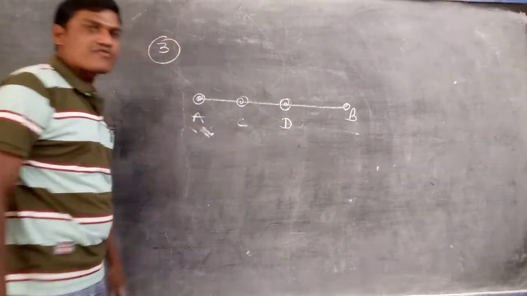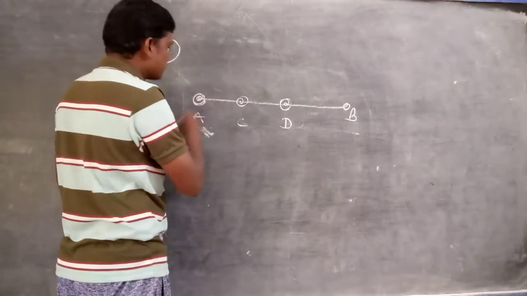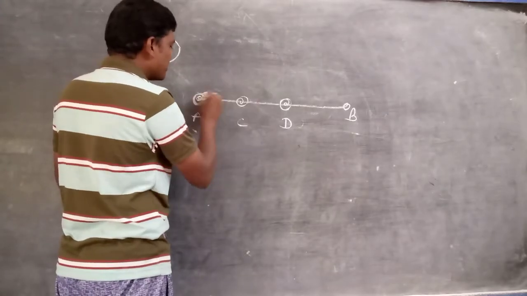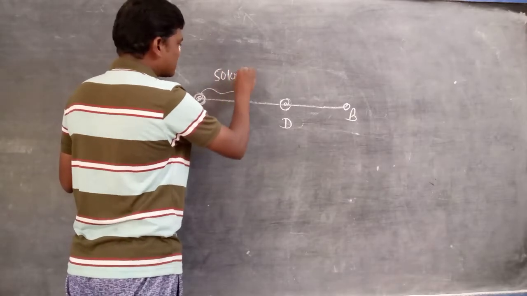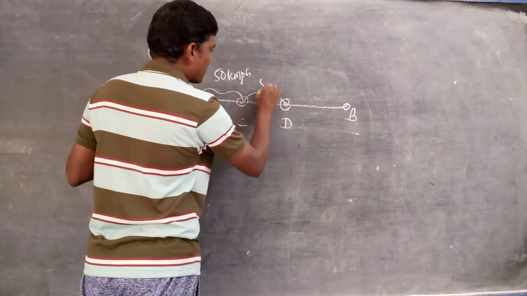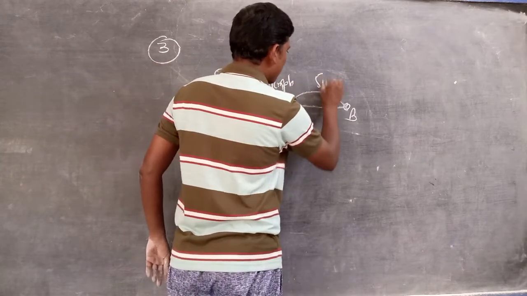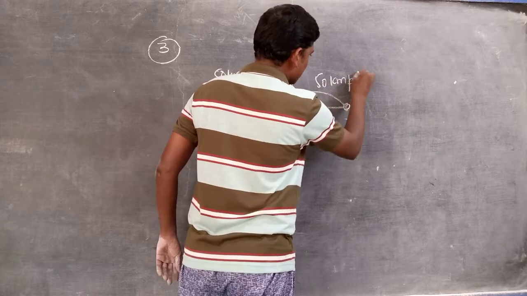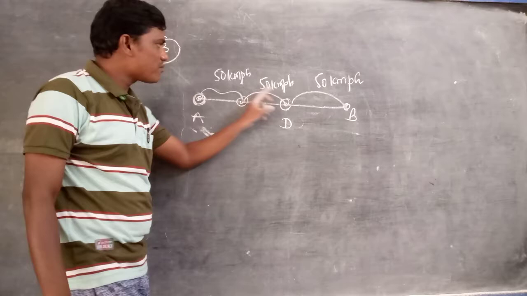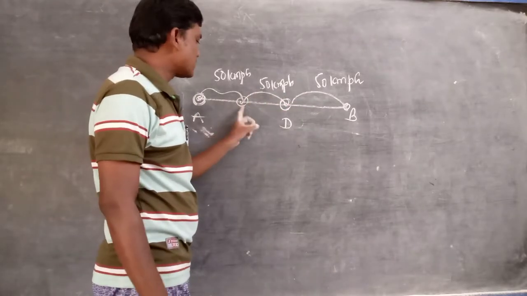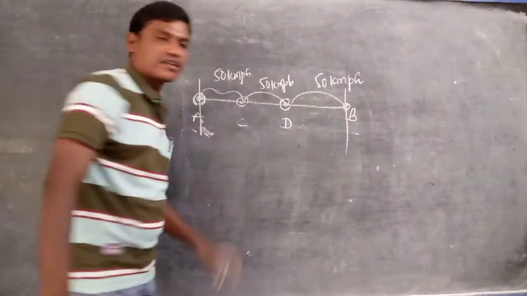So the velocity of a body is constant for the entire journey, starting from point A. During the journey from A to C, it is 50 kilometers per hour. You can check that. Next, this one is 50 kmph. Next, this one is 50 kmph. So the velocity of the body is constant from A to C, C to D, D to B, the entire journey from start to end.